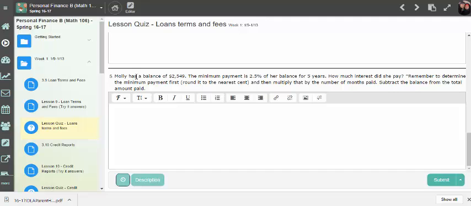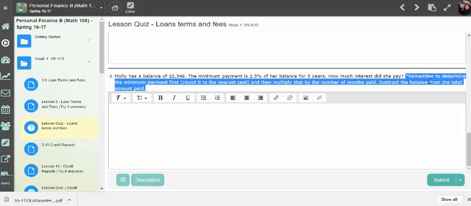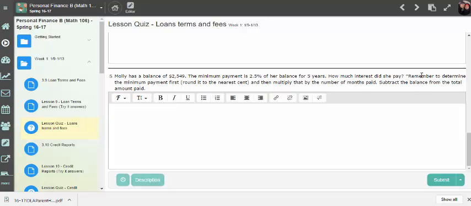And then finally, Molly has a balance of $25.49. The minimum payment is 2.5% for 5 years. How much interest did she pay? So this is a longer one. However, I gave you this hint right here. So as long as you do the steps that I tell you right here, you will get this answer.